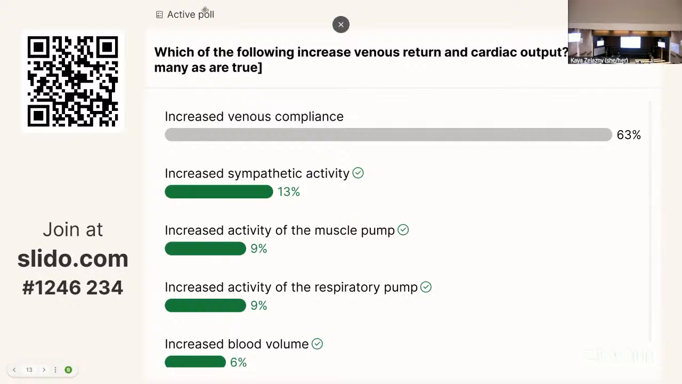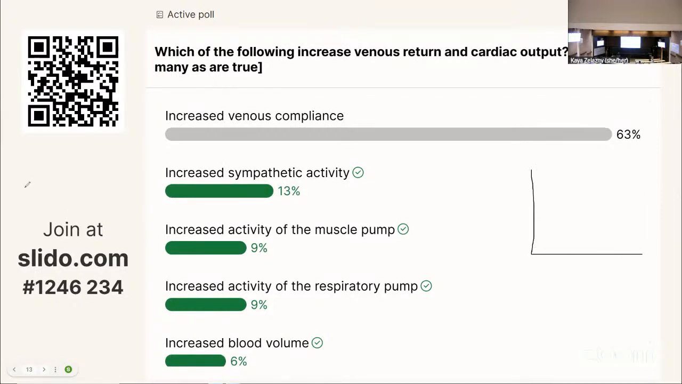That's because when we're looking at that compliance relationship, we've got volume here, we've got pressure here. And to help us remember what high and low mean, we're going to remember that our arteries are low and our veins are high.